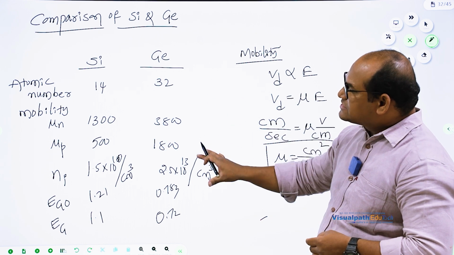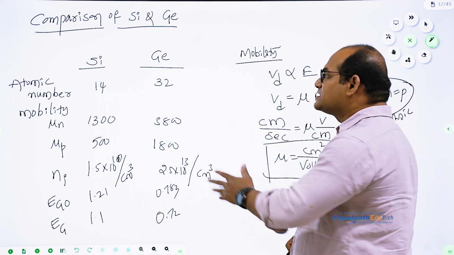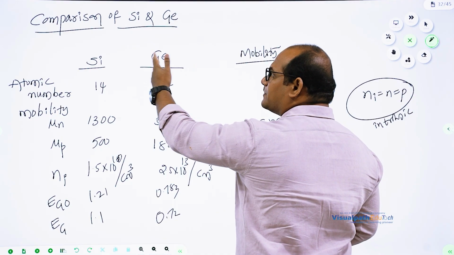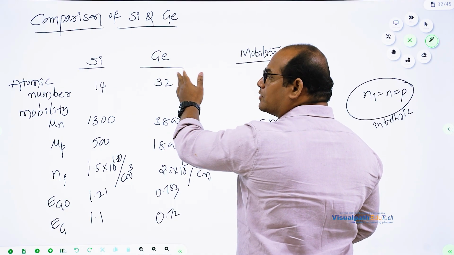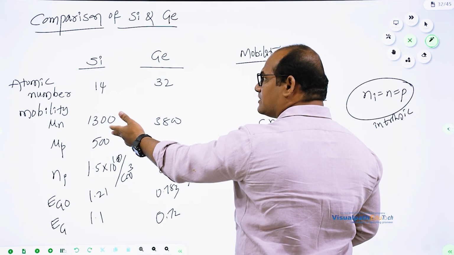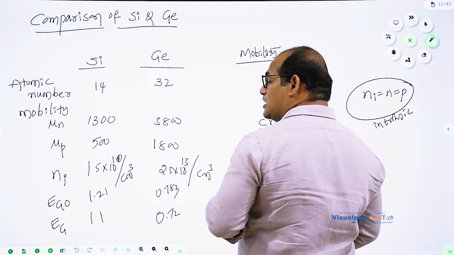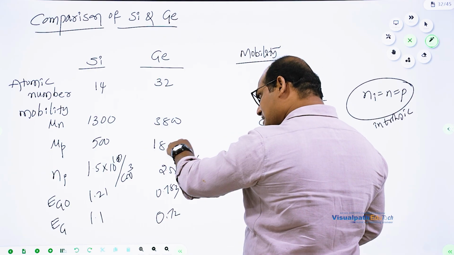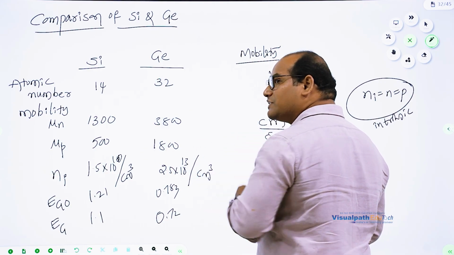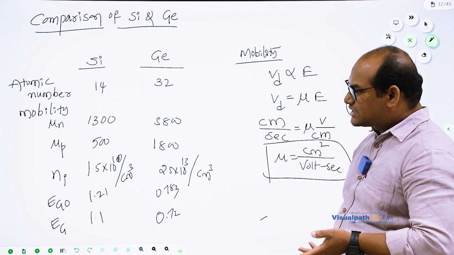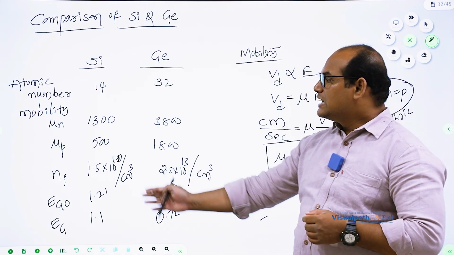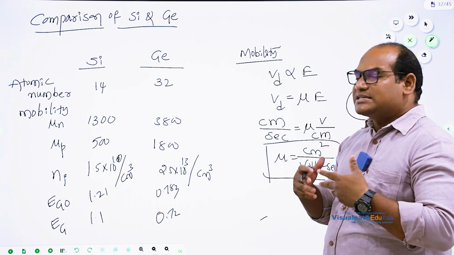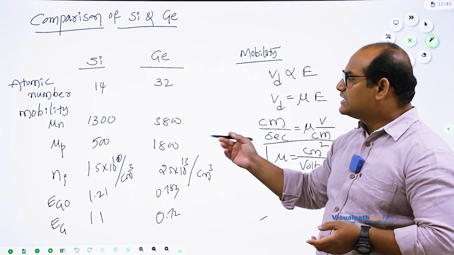By observing all these values, you may think that germanium is better compared to silicon, because germanium's atomic number is greater compared to silicon. Germanium's mobility of electrons is greater compared to that of silicon. Germanium's hole mobility is greater compared to that of silicon. Germanium's intrinsic concentration is also greater. It is required for the conduction purpose. Conductivity is directly proportional to these concentrations only. If you have more charge carriers, more charge carriers moving means more conductivity is possible.